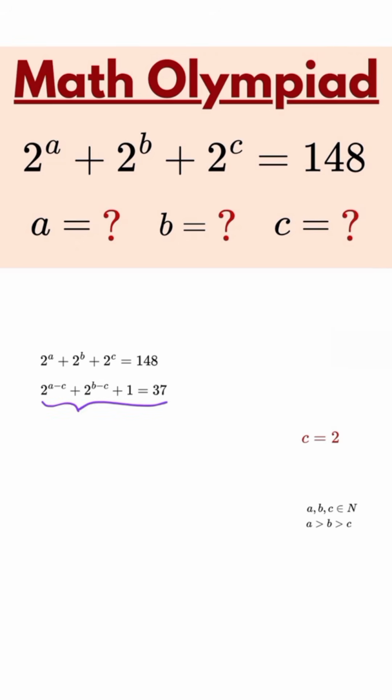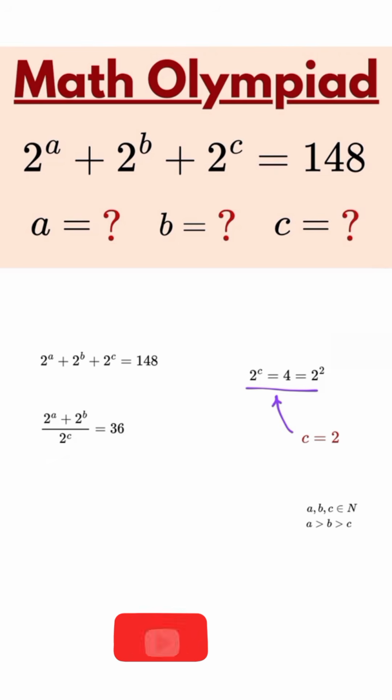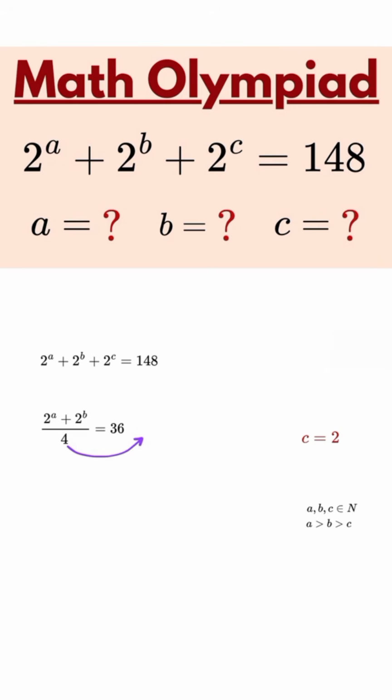Sweet. Now look at this equation. We can take this one on the right-hand side to get 2 to the a minus c plus 2 to the b minus c equals 37 minus 1 or 36. Also using this power rule again, we can rewrite this as 2 to the a over 2 to the c plus 2 to the b over 2 to the c. Make the denominator common to get this, but we already know that 2 to the c is equal to 2 squared, as c equals 2, and therefore this will be 4. Take it here to get 2 to the a plus 2 to the b equals 36 times 4 or 144.